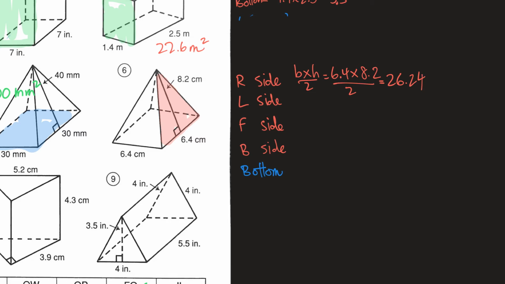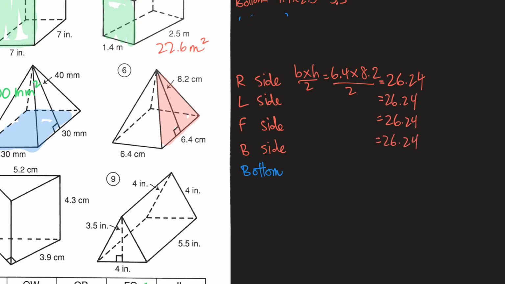Okay. And then now, once again, just like the others, I'm going to have the other side areas. All those other triangles are going to be the same. See, this area is the same as this one, is the same as the back one, is the same as this other one, because the bases are the same length. That's 6.4 times 8.2 divided by 2. They're all the same. So I might as well just write 26.24. And this one, 26.24. And this one, 26.24.